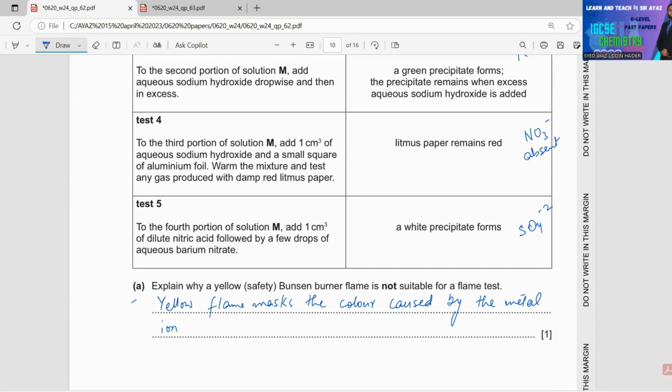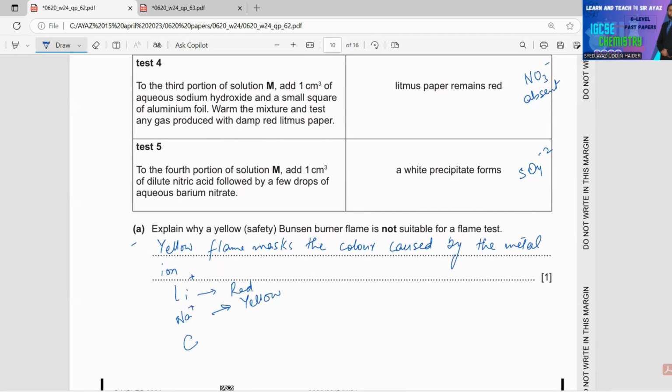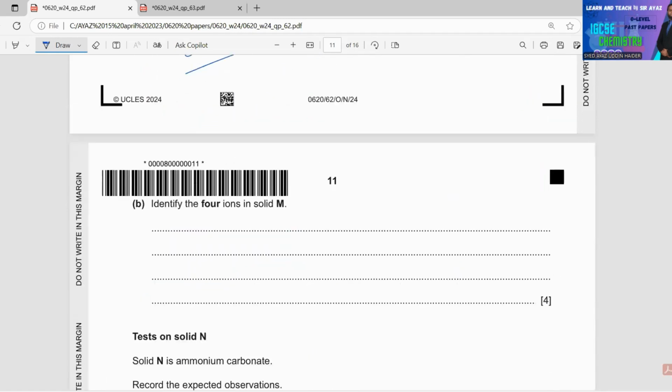If you want, you can write the name of the ions, like Li+, it will give red. Sodium Na+ gives yellow. Look at the list for your convenience. Ca2+, these colors are similar, orange, red. You can't detect this easily if you are having a yellow flame.